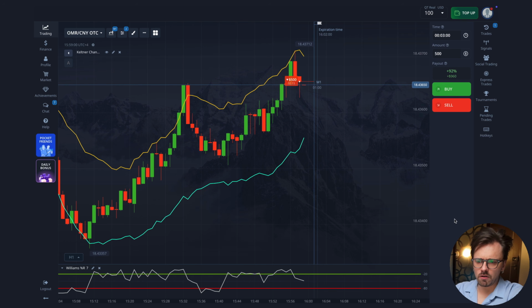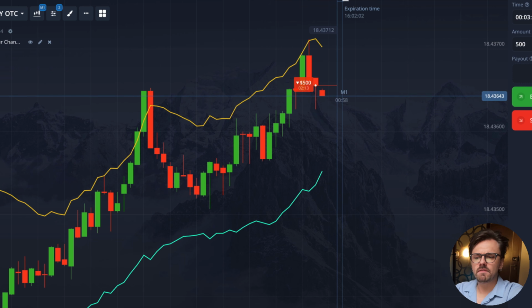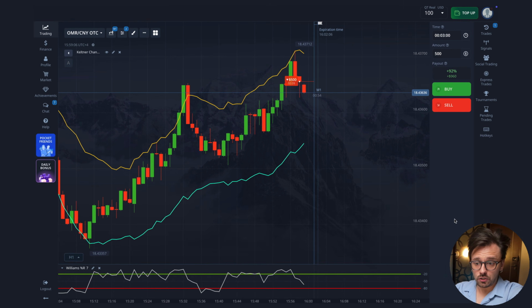Price rarely stays beyond the Keltner boundaries for long. If the candle breaks out and returns, it's often a reversal signal. And on top of that, after a strong uptrend, a large red candle appears, which closes below the previous green one. This is called a bearish engulfing pattern.